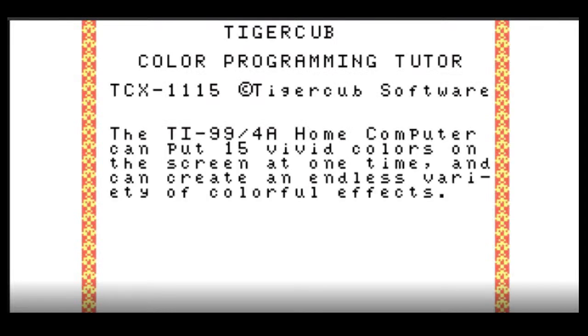Tiger Cub color programming tutor. TCX 1115 Tiger Cub software. The TI 99/4 home computer can put 15 different vivid colors on the screen at one time and create an endless variety of colorful effects. Press any key.